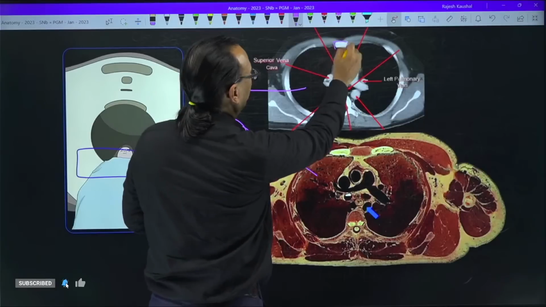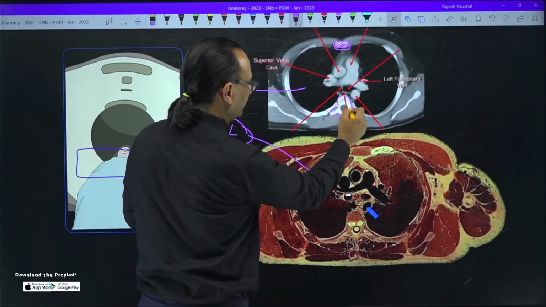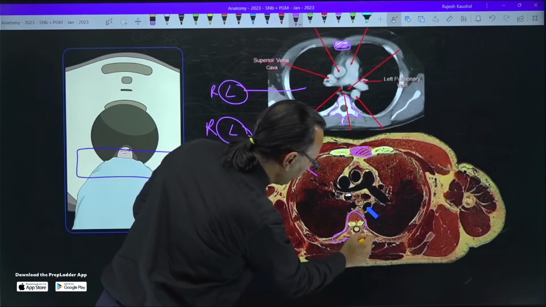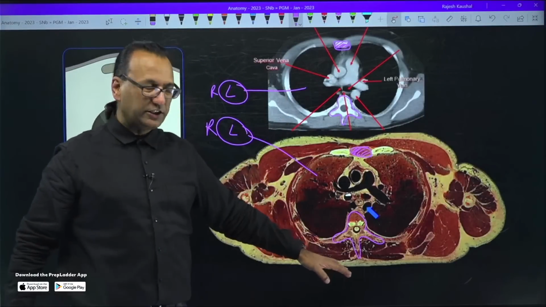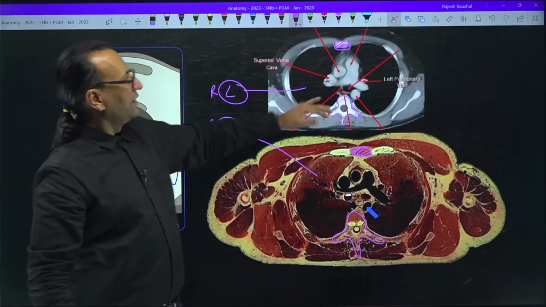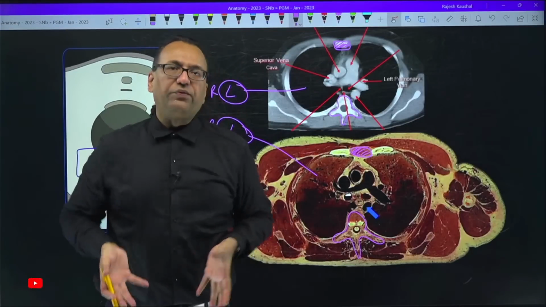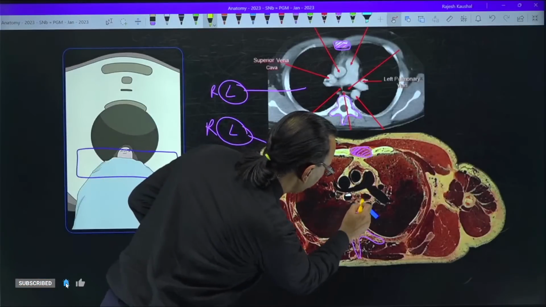This is sternum anteriorly. This is vertebra posteriorly. First of all, we have to identify, this is thorax region, lungs are there. This is anterior sternum and this is posterior vertebra. What is just in front of the vertebra? What is just in front of vertebra is esophagus.